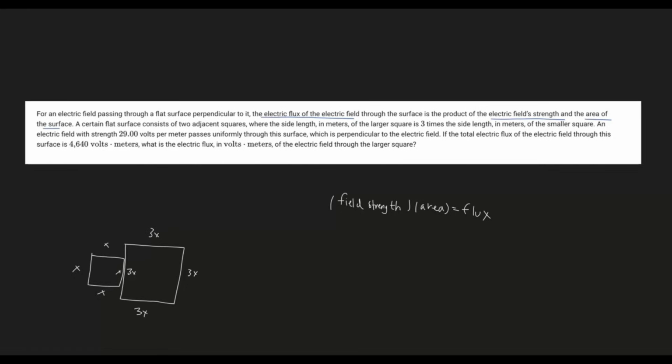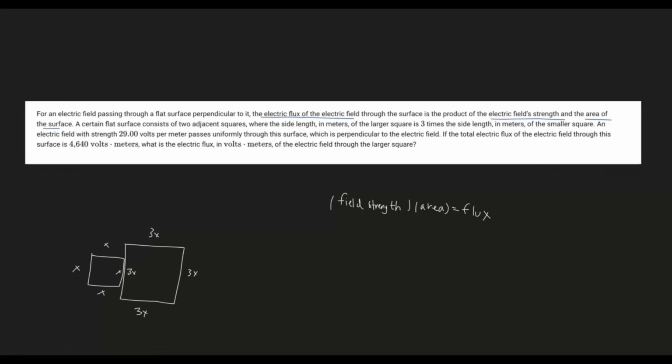So it says an electric field with a strength of 29 volts per meter passes uniformly through the surface, which is perpendicular to the electric field. If the total electric flux of the electric field through the surface is 4,640 volts times meters, what is the electric flux in volts times meters of the electric field through just the larger square?